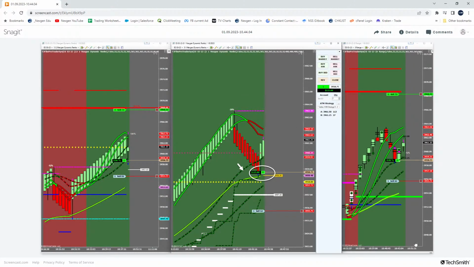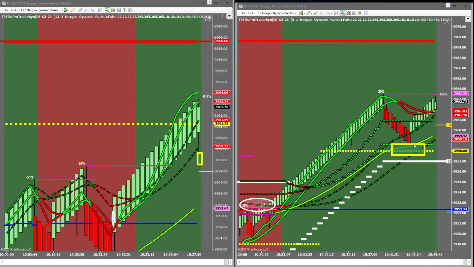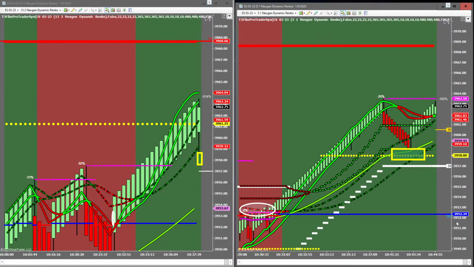Let's take a look. $58.75. I like it. It's not really me drawing the box. The indicators drew the box. I just visualized it a little better. But that's it, right?